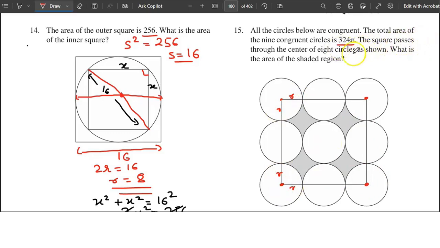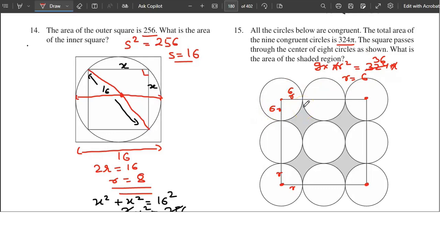First, we'll try finding the radius of the circle. 9 into area of a circle, that is pi r square, is equals to 324 pi. We'll cancel the pi. So we'll cancel 9 and 324. That will give us 36. r square is 36. So the radius is coming as 6. So this is 6. This is also 6.